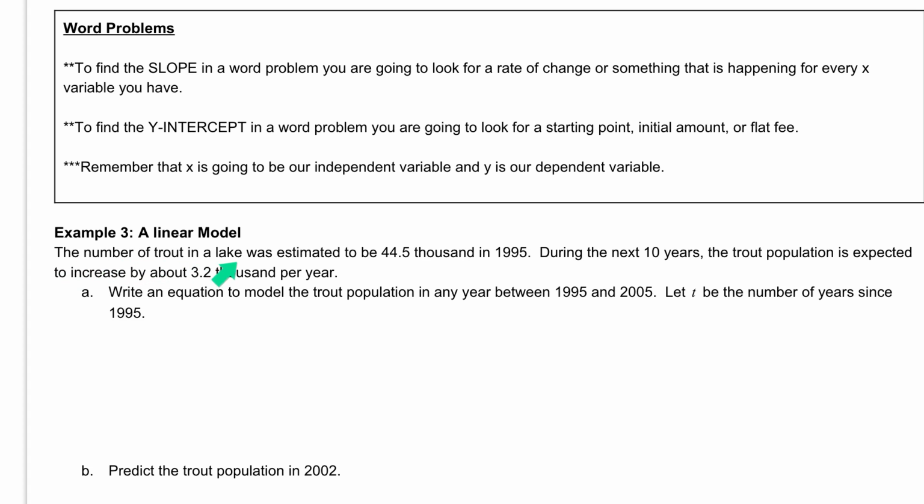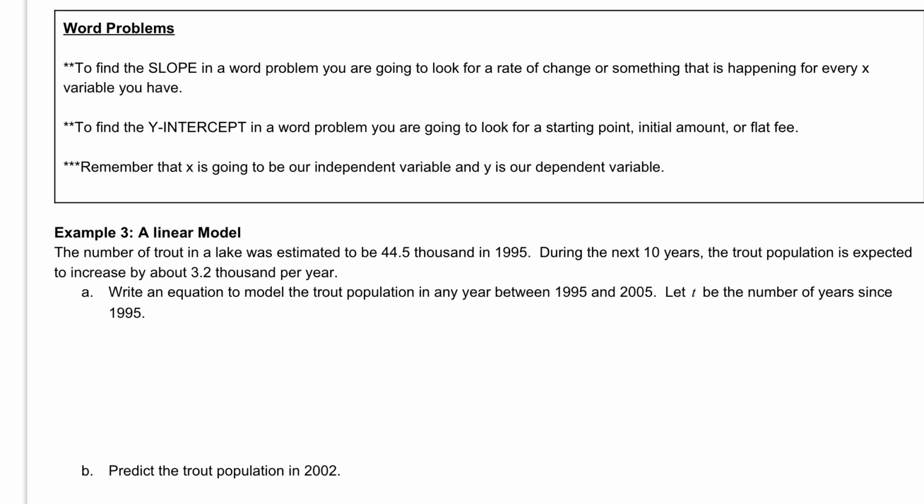It says the number of trout in a lake was estimated to be 44.5 thousand in 1995. During the next 10 years, the trout population is expected to increase by about 3.2 thousand per year. Write an equation to model the trout population in any year between 1995 and 2005. Let t be the number of years since 1995.